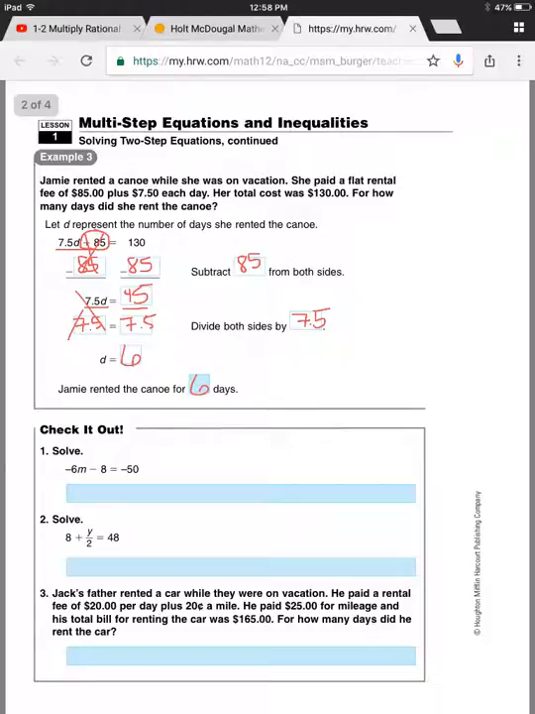Try your check it outs. Follow the steps. On this one, you need to make sure that you remember you are dividing by a negative coefficient, so your answer could be negative or positive.